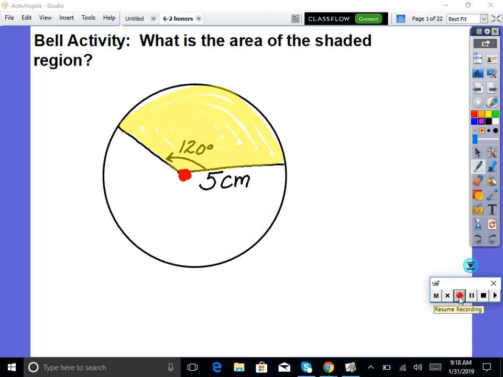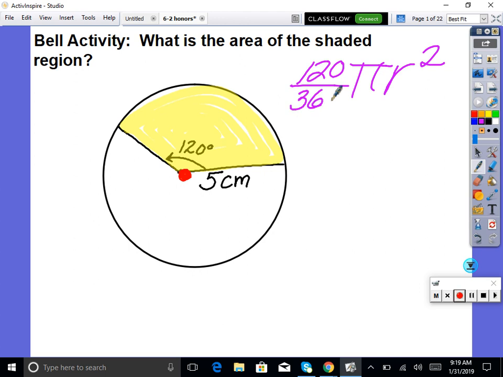See, this is your thought process. You'd say the area of a full circle is pi r squared. Agreed? Yes. But now we only want a certain section of the full circle. So the section we want is 120 over 360. Does everybody see? Pi r squared. So it's 120 over 360, and then pi, and then our radius squared, 5 centimeters squared.